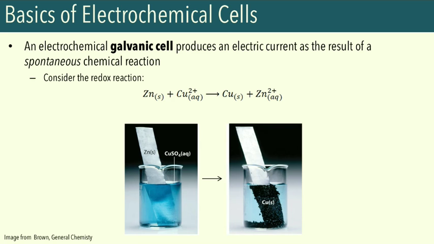So the reason for this is that there's no electric current produced since the reactants are all in contact and the system is essentially short-circuited, okay? So in other words, there's no direction in which the electrons are forced to flow, so we can't exactly extract any useful work from the movement of electrons in this case. So the solution to this is to separate the reaction in two parts, okay?